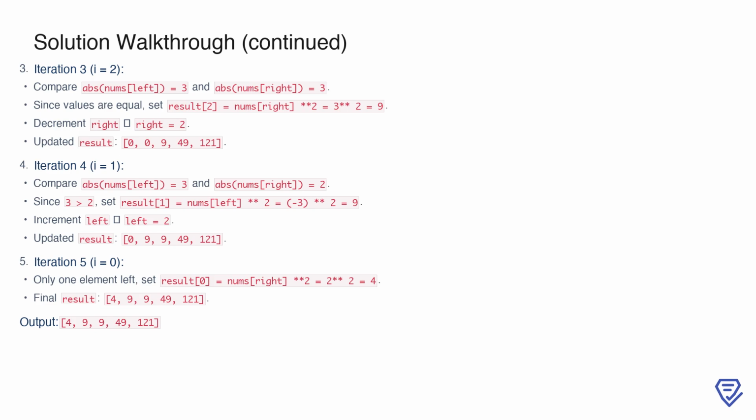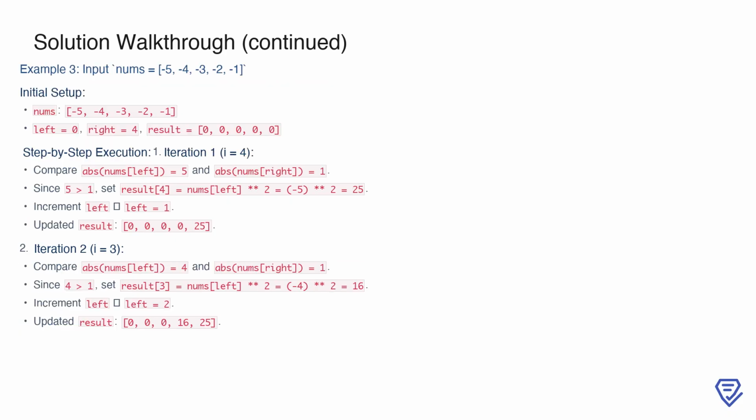Finally, with only one element left at the right pointer, we square nums[right] to get 4 and place it in the first position of the result array. The final sorted array of squares is 4, 9, 9, 49, 121. For the third example, we start with the input nums equals -5, -4, -3, -2, -1.